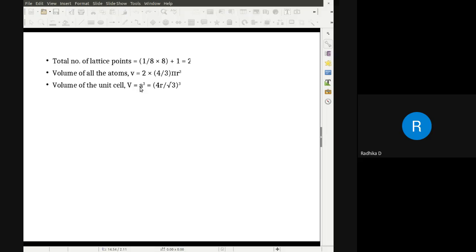Volume of the unit cell, capital V, is equal to a cube, because this is a cubic system, all sides are the same. So just a cube. And what is the relation for a and r? You have got that in the previous slide. That relation you put in, you'll get it like this.